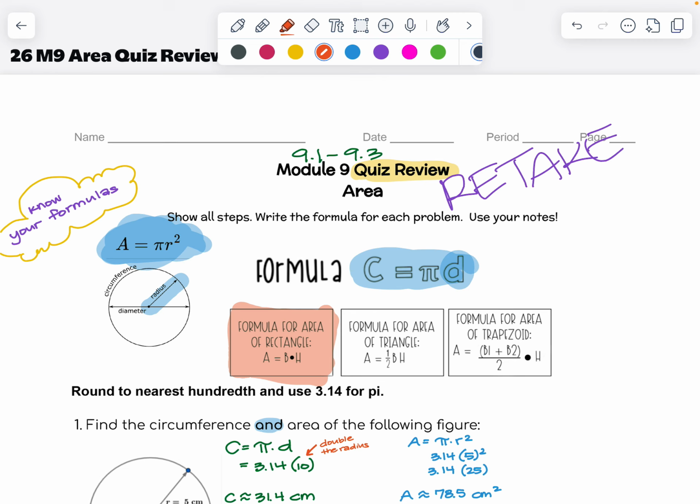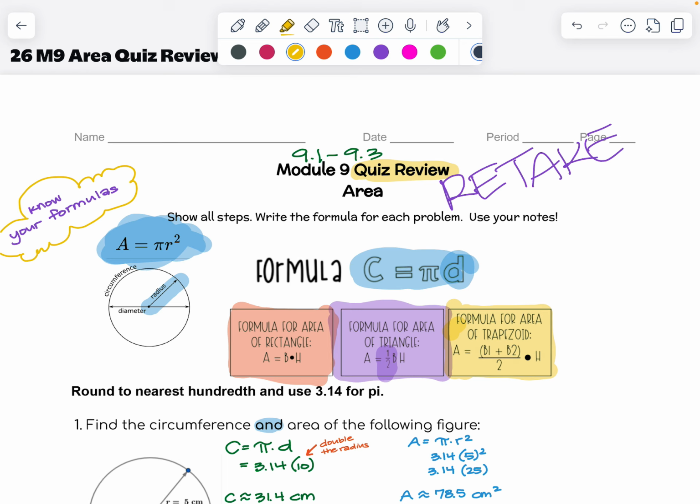For area of a triangle, the part people miss is the half. It's the same thing as a rectangle, except now times a half. Do not leave the half out. If you see a triangle, get that half in there. And then last, we have trapezoid. With a trapezoid, we have two bases, a top and a bottom, right? So we're going to average them. We add them together and divide by 2. And then we multiply by the height.